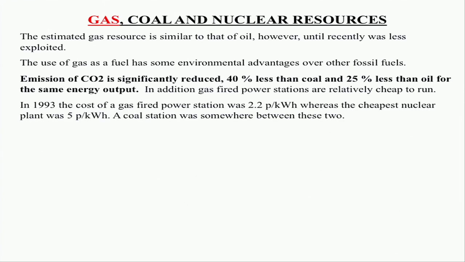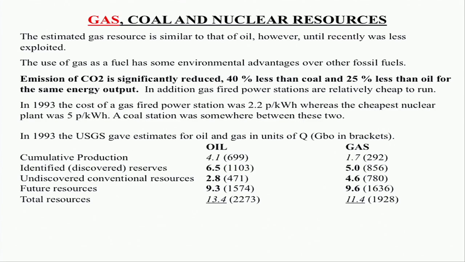Gas-powered electric power stations are actually also much cheaper to run. For example, if we go back to the 1990s, the cost of a gas-fired power station was 2.2 pence per kilowatt hour. A nuclear power station then was around about 5 pence per kilowatt hour. Coal stations were somewhere in between the two. Obviously those costs have changed a little bit since then.